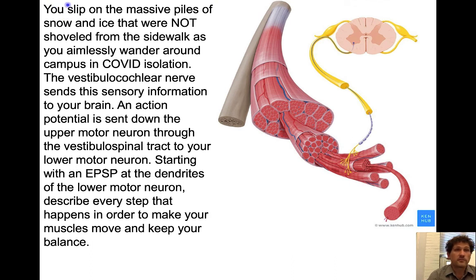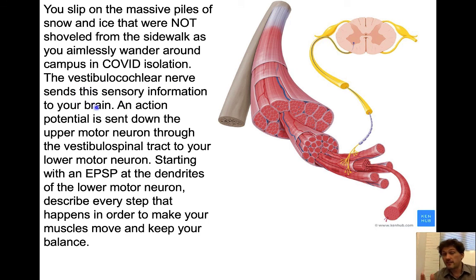Sorry about that. So you're walking around, you slip on some massive piles of snow and ice that were not shoveled off of the sidewalk as you're wandering around campus because we are in COVID isolation. As you slip, whoa, you get some sensory information sent down the vestibulocochlear nerve. Remember, our inner ear, the semicircular ducts, and our vestibule are sending in information about balance. And so we're sending that back to your brain.